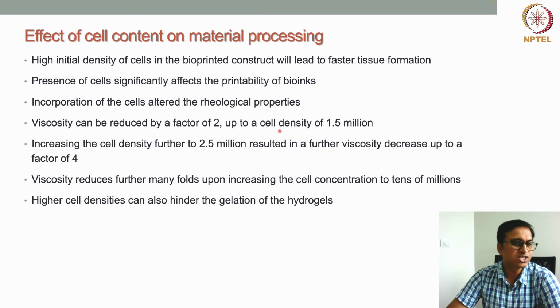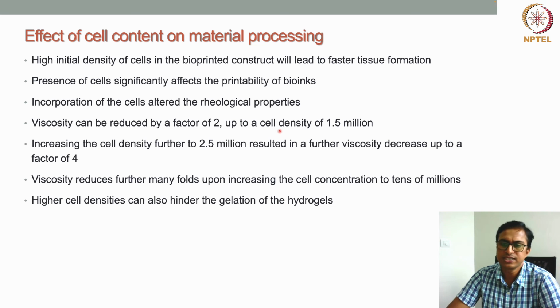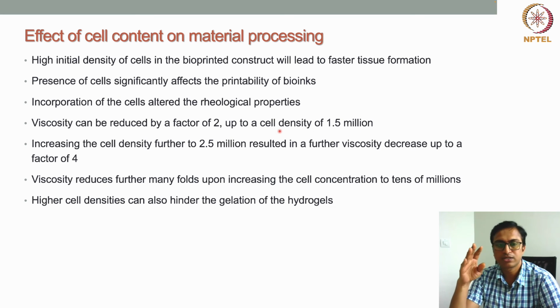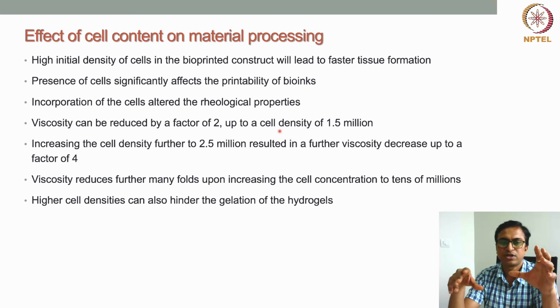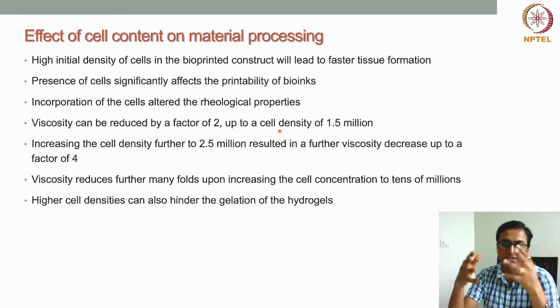printability of the bioink. So the number of cells can significantly affect the printability of the bioink, because it can alter the rheological properties. Some studies have measured this: if we include 1.5 million cells per ml of the bioink, then the viscosity can be reduced by a factor of 2. That means the viscosity would be almost half, or less than half, of the bioink when we add that many cells.